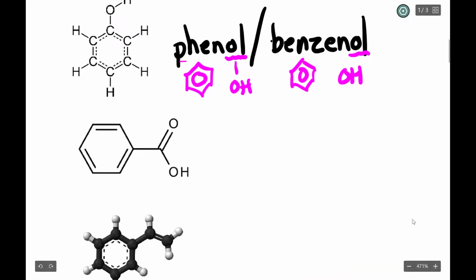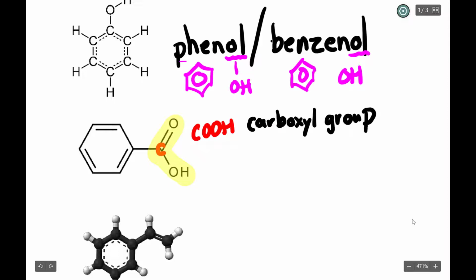Okay. The next one, again, has a special functional group, which we've still only barely touched upon, which is a carboxyl group. So this is COOH. This group here, again, is a carboxyl group.